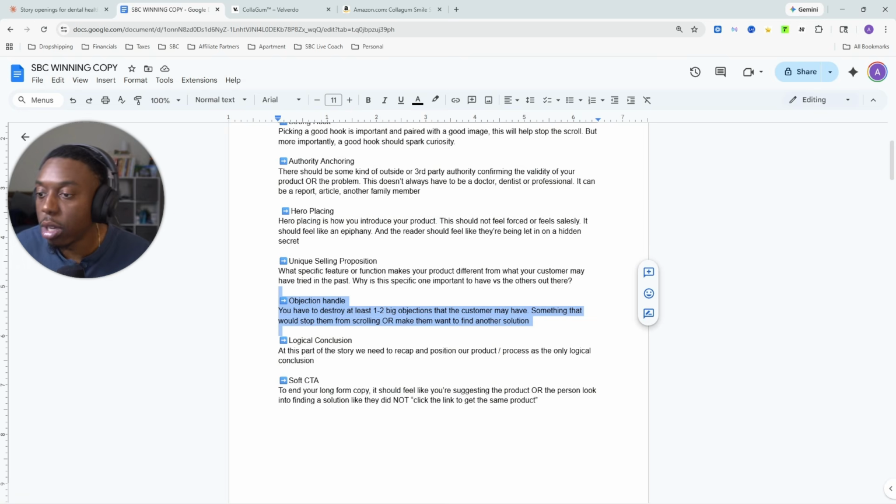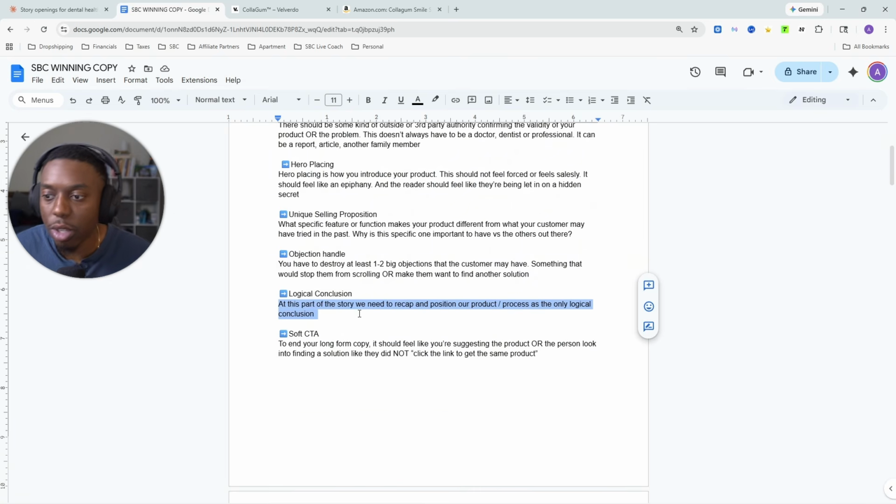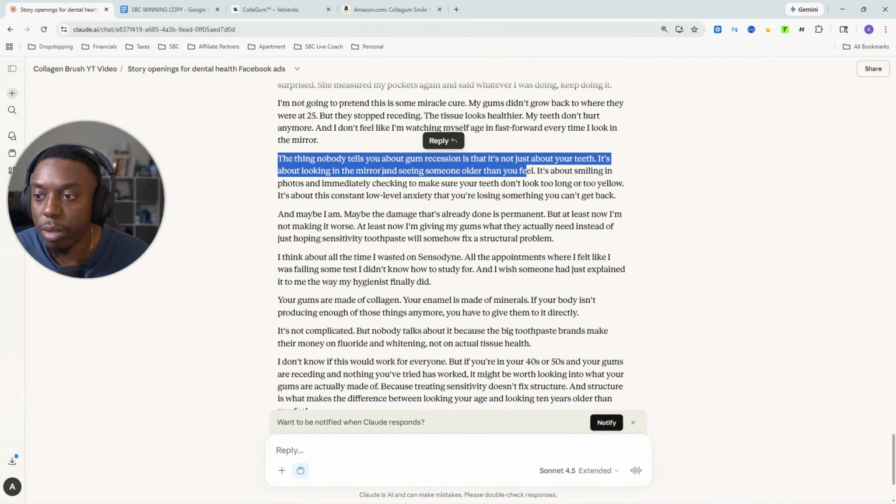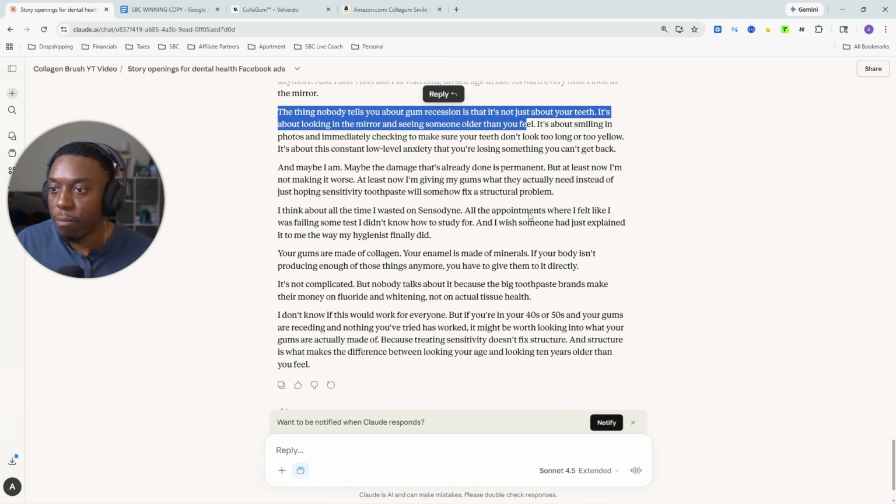So this is the logical conclusion, guys. At this point in the story, we need to just recap the position of our product and process as the only logical conclusion. So the thing that nobody tells you about gum recession is that it's not about your teeth. It's about looking in the mirror and seeing someone older than you feel. It's about smiling in photos and immediately checking to make sure your teeth don't look too long or too yellow. It's about this constant low anxiety that you're losing yourself you can't get back. And maybe I am. Maybe the damage that's already done is permanent, but at least now I'm not making it worse.